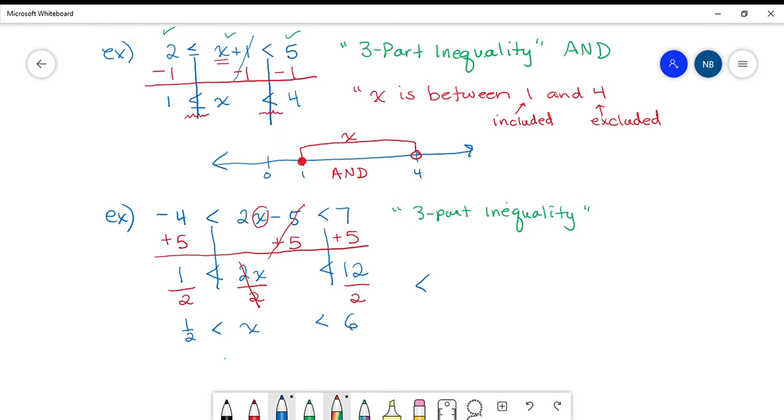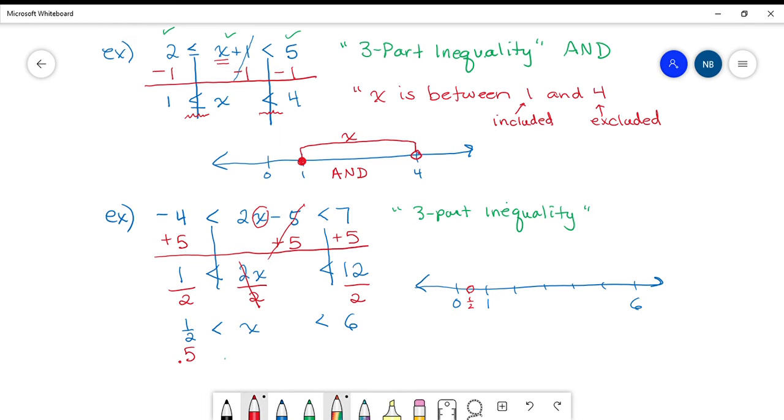We'll go ahead and graph that. Let's see, put a 0 here. I'm going to put a 1 here, and then 2, 3, 4, 5, 6 here. Now 1/2 is the same as 0.5, so it's between 0 and 1. I'm going to put it right there. So I'll label that 1/2.